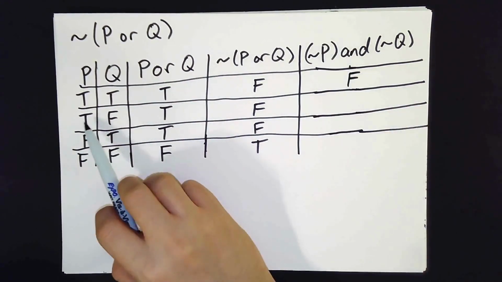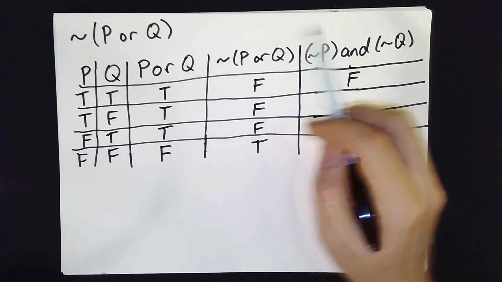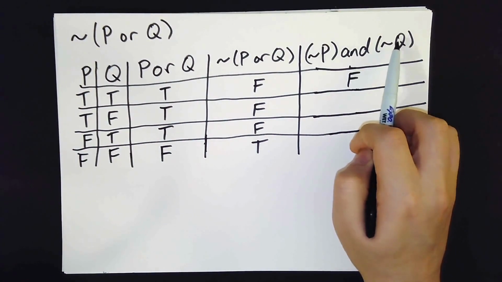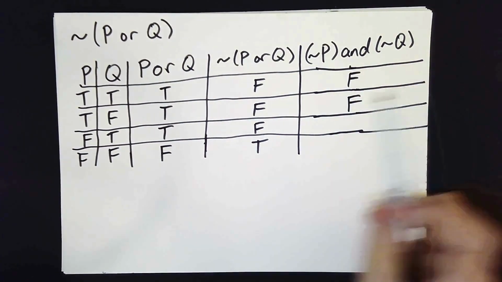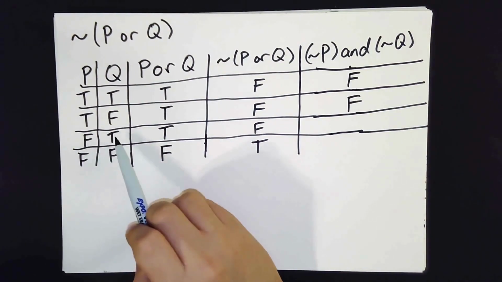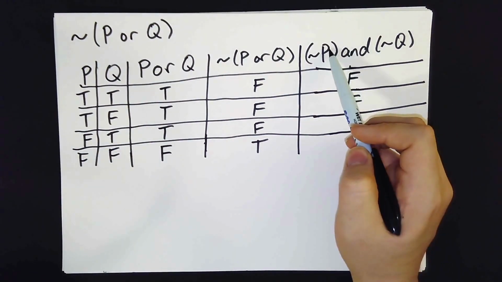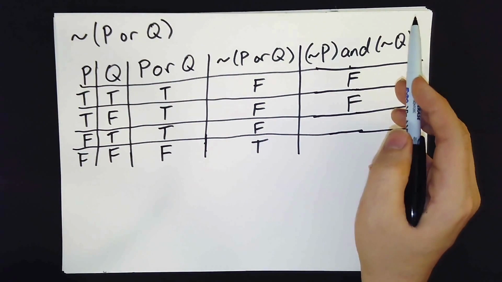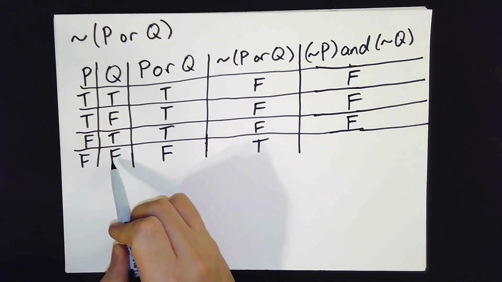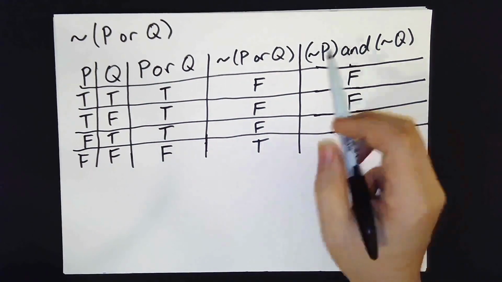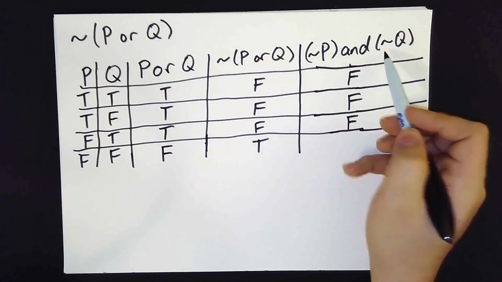Again, P is true, Q is false. Not P is false, not Q is true. False and true is false. P is false, Q is true. Not P is true, not Q is false. True and false is false. P and Q are both false. Then not P and not Q are both true, and true is true.